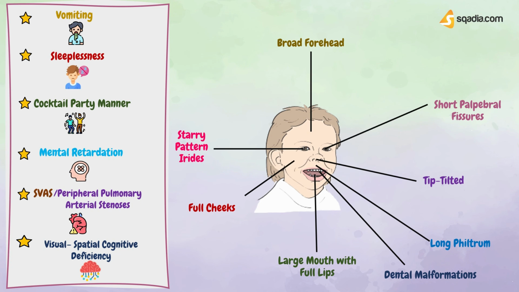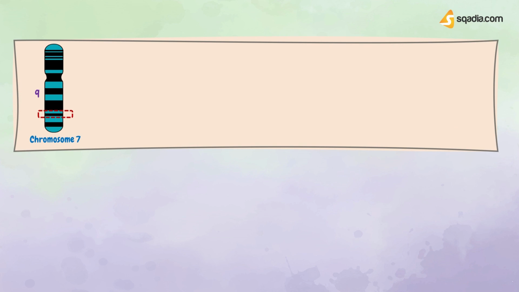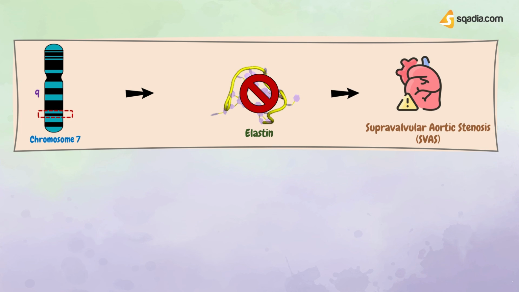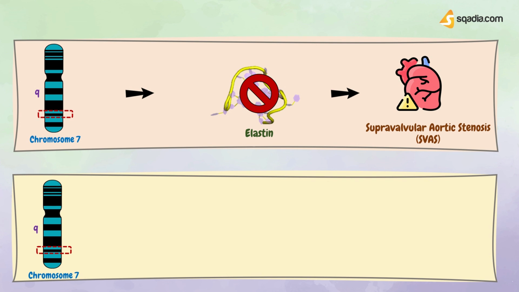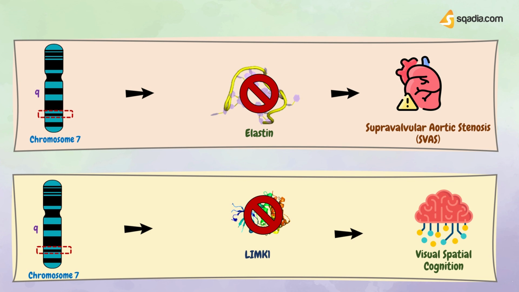Let's discuss etiology of Williams-Beuren syndrome. Deletion of a segment of 7q carrying about 20 contiguous genes, including the elastin structural locus. Elastin is expressed in the aortic wall. Its deficiency causes supravalvular aortic stenosis. Lim domain kinase 1 can also be lost. This is a kinase expressed in the brain and likely to be involved in visual spatial cognition.